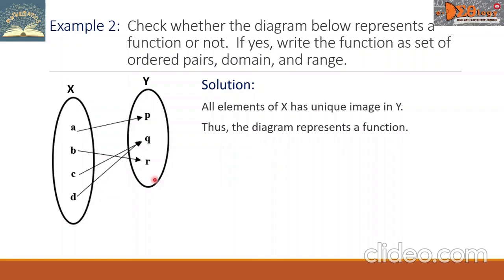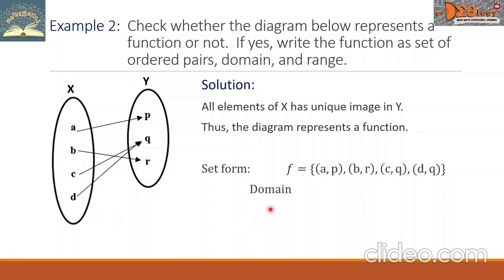Now we're going to write this function as ordered pairs. So we have AP, we write here, BR, it's here, CQ, and DQ. Now let us write the domain. Domain is the elements of set X. That means we have A, B, C, and D. What about the range? These are the elements of Y. So we have P, Q, R.